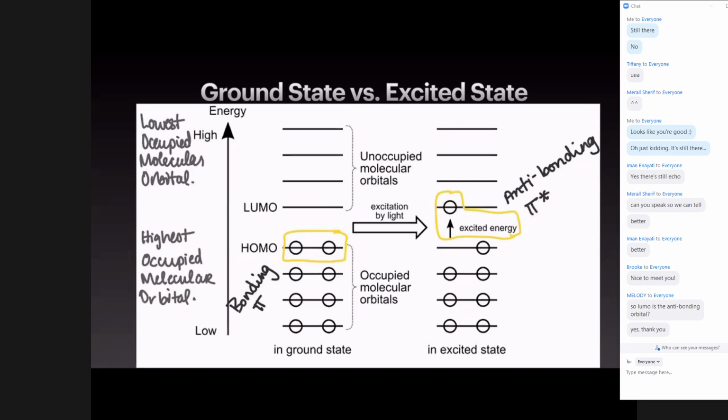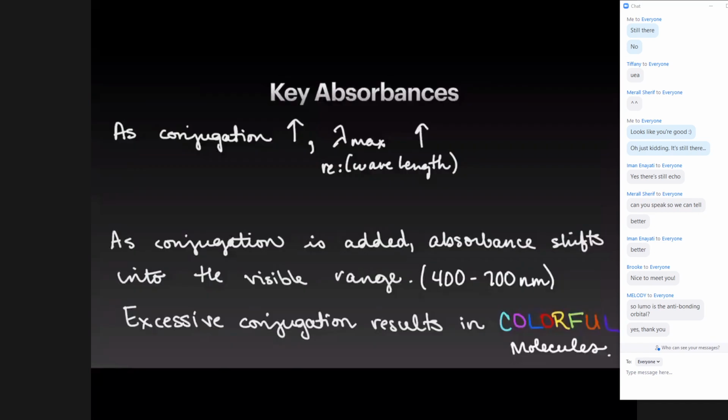And I'm sorry if I keep repeating myself, I keep hearing this echo, so it's kind of distracting. As conjugation increases, the wavelength, which is lambda max, also increases. As conjugation is added into a molecule, absorbance shifts into the visible range. So the more conjugation you have, the more colorful your molecule will be. Just a fun fact there.